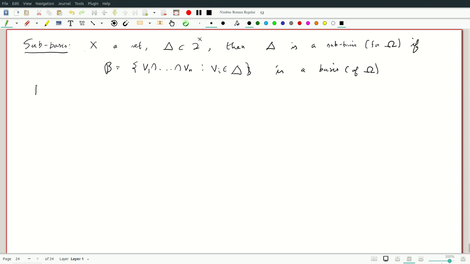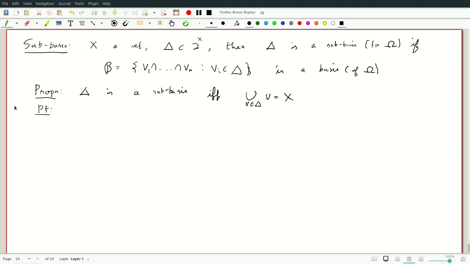Now being a sub-basis is almost automatic. So here's the following result. We see that delta is a sub-basis if and only if the union of the sets V in delta is all of X. So this almost trivial condition is all we need. So this is very convenient. Of course, we have to then work with finite intersections of these when we actually use the topology, unlike a basis where we know it more explicitly.